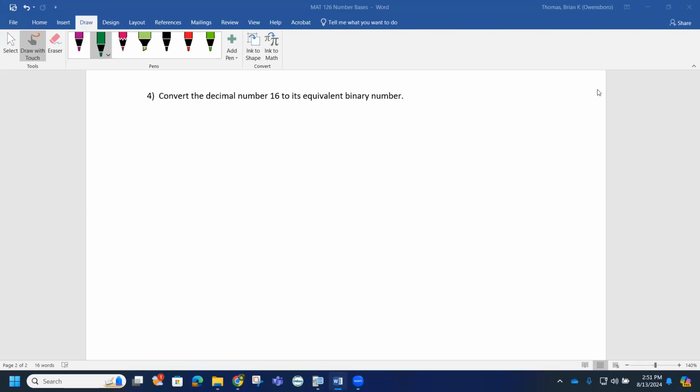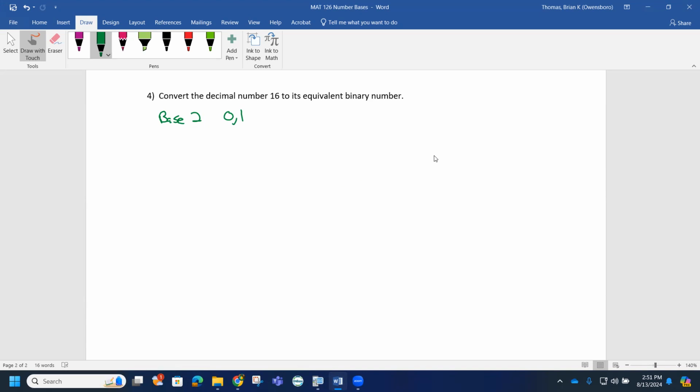So here we have: convert the decimal number 16 into a binary number. Remember, to convert into a binary number, we're only allowed to use zeros and ones. So in a base 2 system, a binary system, if you will, we're only allowed to use zeros and ones. But we also have a different place value chart.